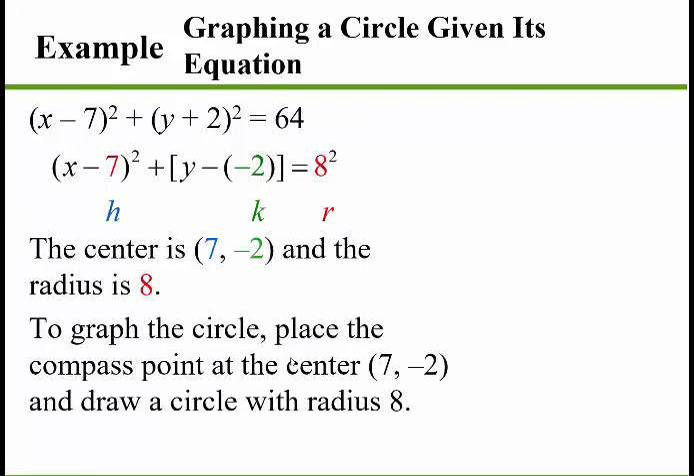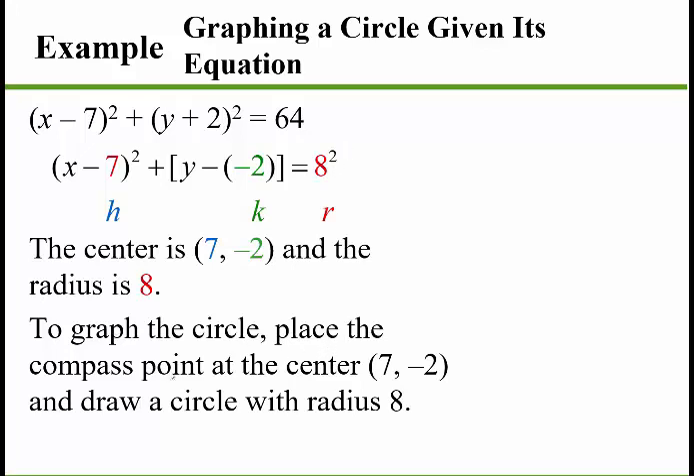So here, looking at it like this, notice how it's y plus 2, but remember it has to be x minus h, y minus k. So I have to write this as minus 2. Whenever there's a plus in there, you have to write it as minus 2. So the center is (7, -2), and the radius, 64, is the same thing as r squared.